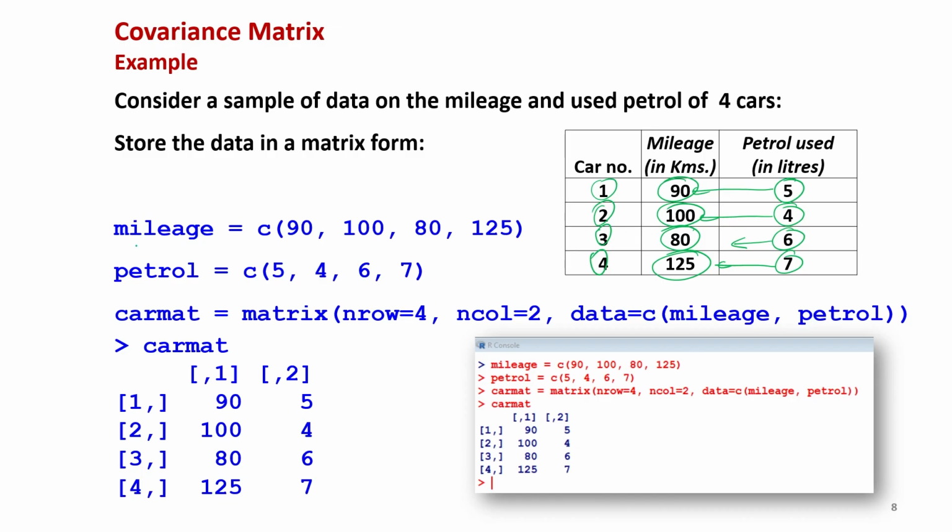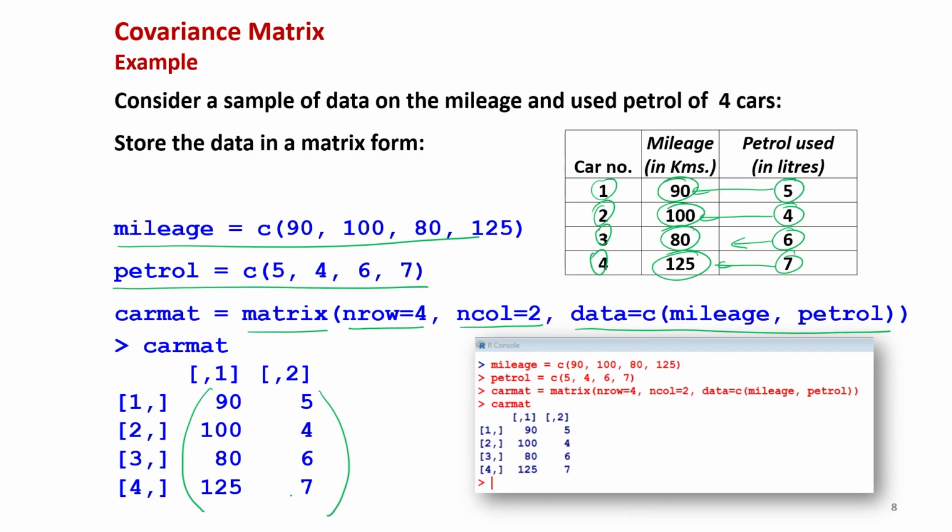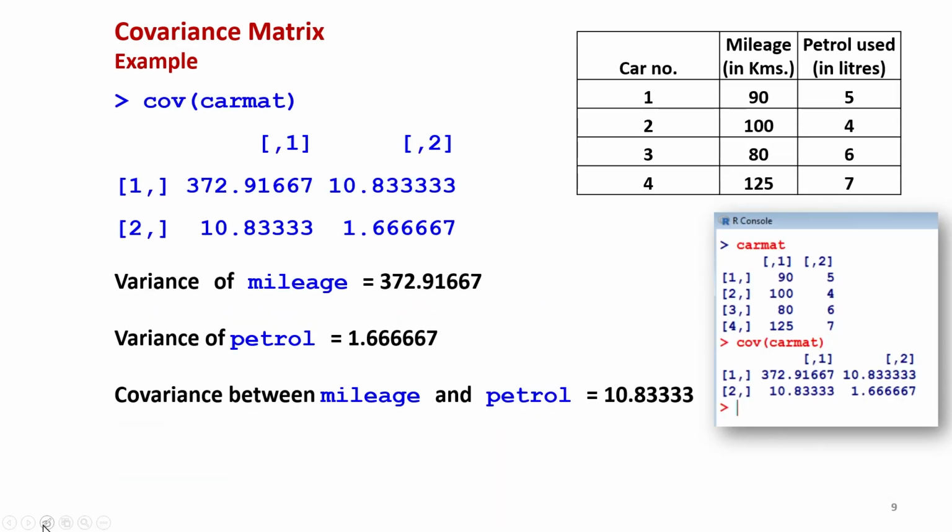So this data has been recorded into two data vectors, mileage and petrol, based on which we have created a matrix with nrow equal to 4 and ncol equal to 2, and data from these data vectors of mileage and petrol. So this car mat comes out like this. You can see here this is the matrix, and this is matching if you write down this matrix like this. Now I use the command cov over the matrix car mat, right. So this is what you get.